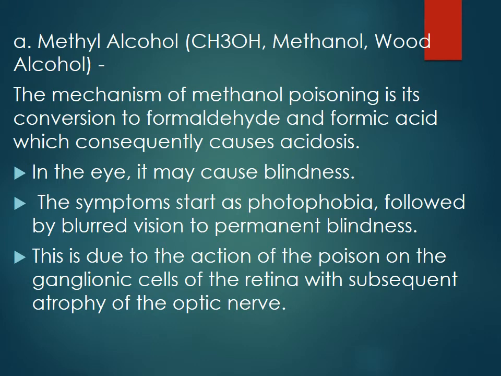Now, let's go to methyl alcohol, okay, or methanol, or wood alcohol. The mechanism of methanol poisoning is its conversion to formaldehyde and formic acid, which consequently causes acidosis. In the eye, it may cause blindness. The symptoms start as photophobia, followed by blurred vision to permanent blindness. This is due to the action of the poison on the ganglionic cells of the retina, with subsequent atrophy of the optic nerve. Okay? So, be careful, okay?